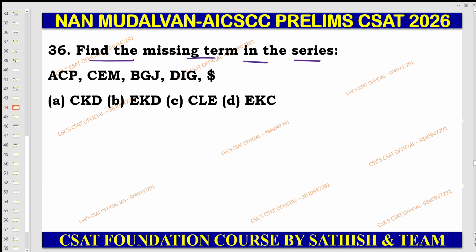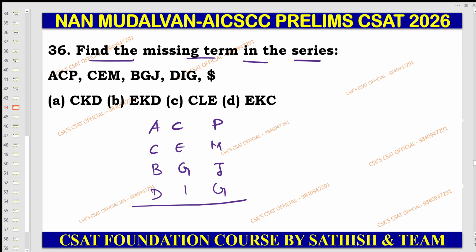Next, find the missing term in the series. A, C, P, C, E, M, B, G, J, D, I, G. So then you have to find this one. We can focus here: plus 2, here minus 1, here plus 2. So the next one is going to be minus 1. So therefore C. So we eliminate the 2.